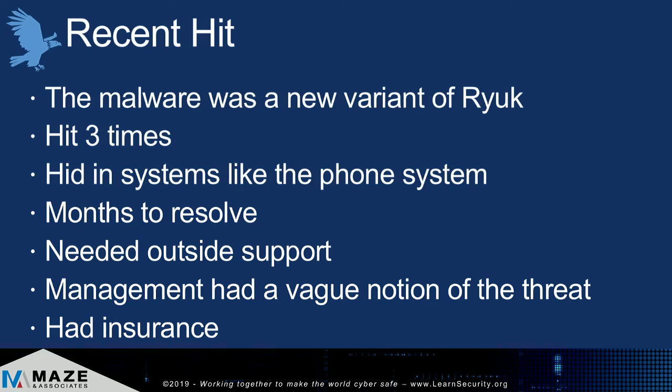One of the reasons they were hit 3 times is that the first system that got hit, they fixed, but the hackers had already broken into apparently the phone system and were lying in wait. Once the other systems were recovered, then they launched. And after that was fixed, they launched an attack against another. Or maybe the phone system was the last one. Not sure exactly of the chronology there, but they were hit 3 different times, and it took them months to resolve. One of the things we found out from it is that they needed outside support.